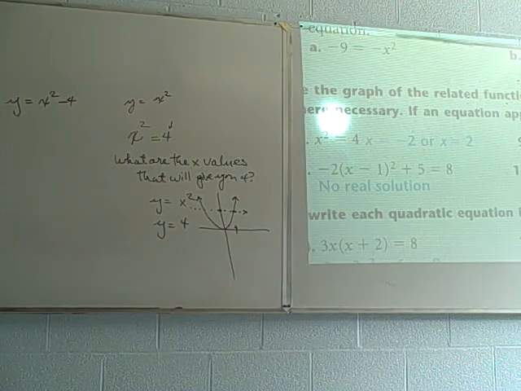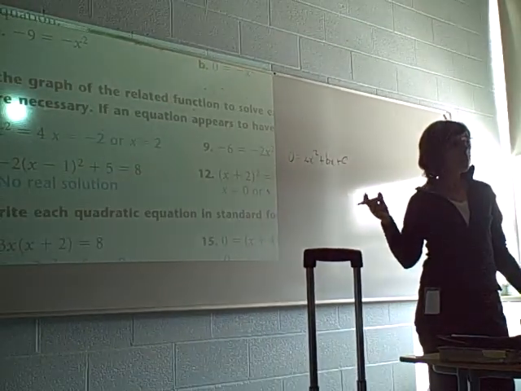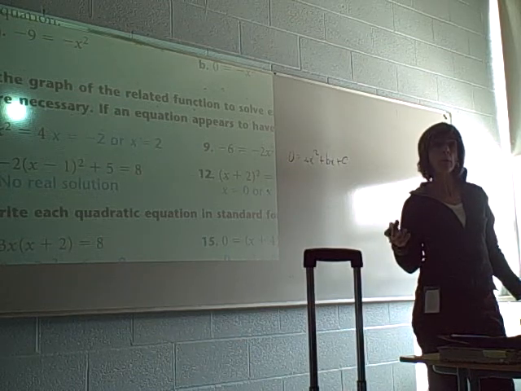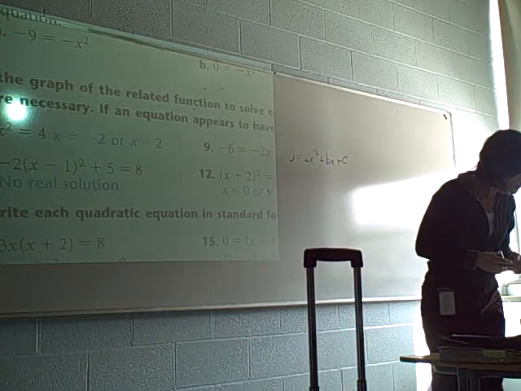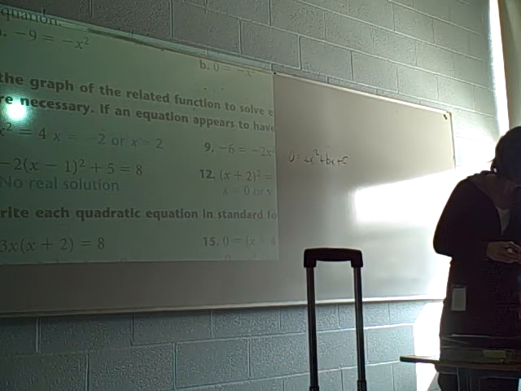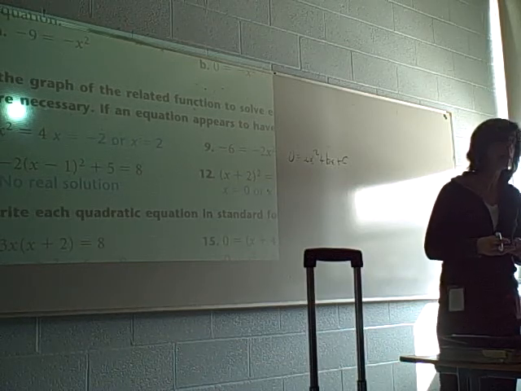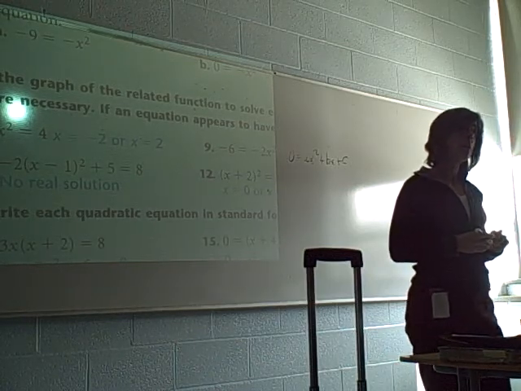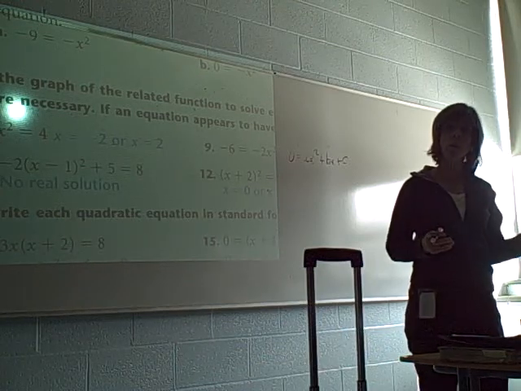I'm not sure why this is escaping me. 16, because by definition, what did we say it would be in standard form? It would be equal to 0. So I would subtract 7, and I would have 0 equals what? 5x squared plus 3x minus 14? Okay, yeah, that makes sense. Maybe just reorganize it. All right, anybody else have any questions on those?